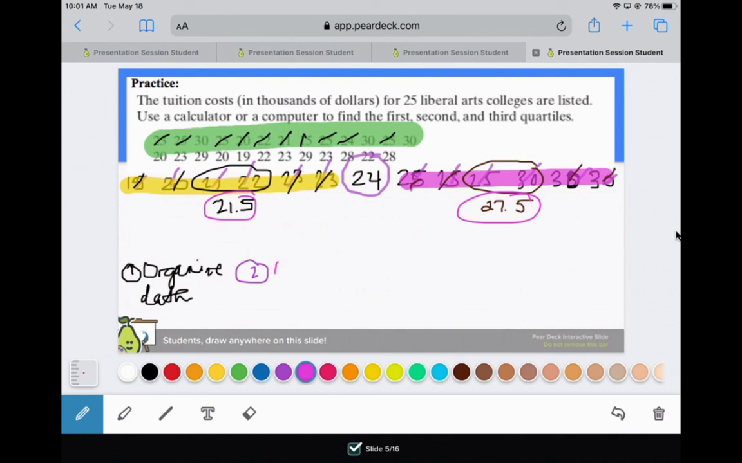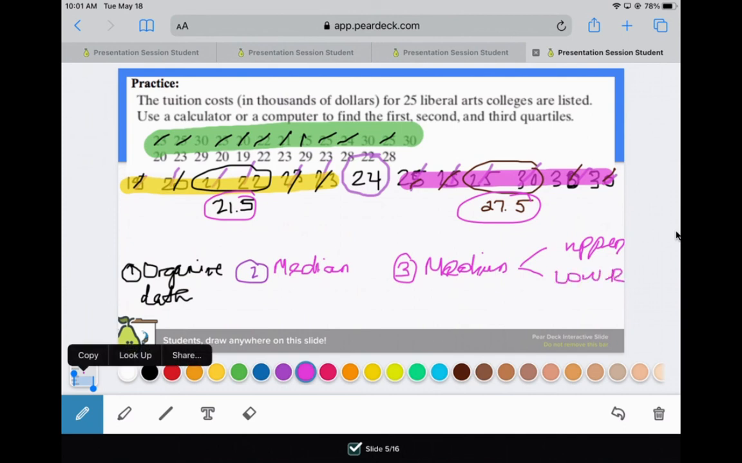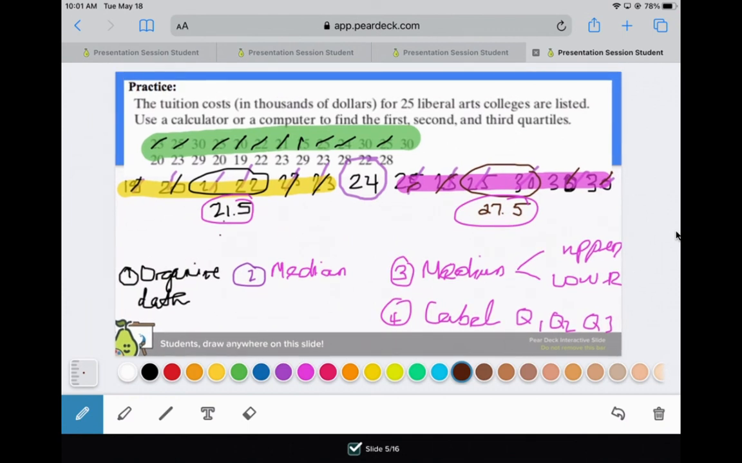So here's step 2, find the median. Step 3, we also find the median, but the median of the upper and the lower half. And step 4, we're just going to label Q1, Q2, and Q3. So now I can call this Q1. This is Q1, this is Q2, and this is Q3.